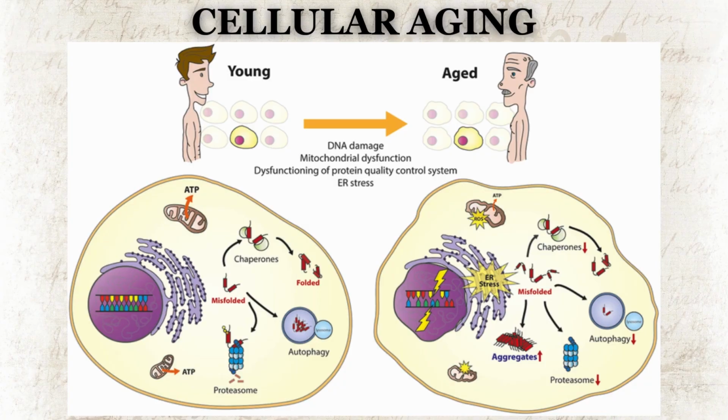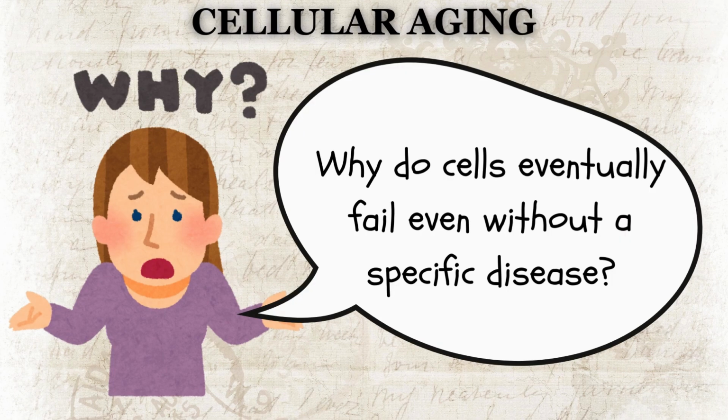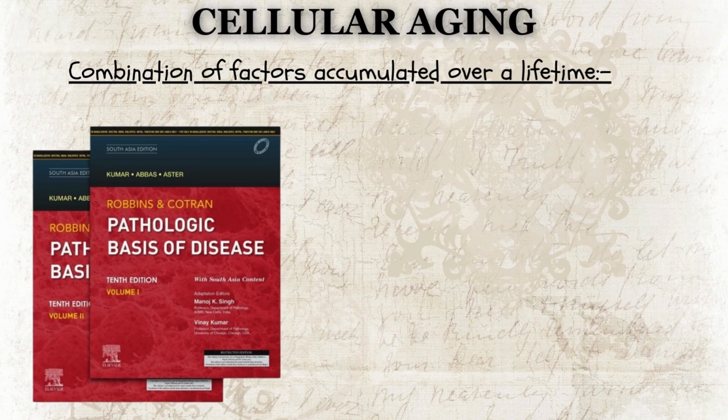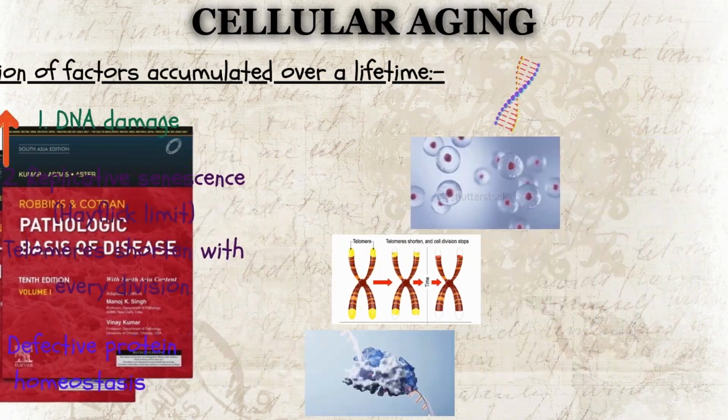Finally, we come to the end of the road. Cellular aging. The competency that completes here is PA 2.7. Why do cells eventually fail even without a specific disease? It's a progressive decline in the cell's function and viability. It's not one single cause, but a combination of factors accumulated over a lifetime.